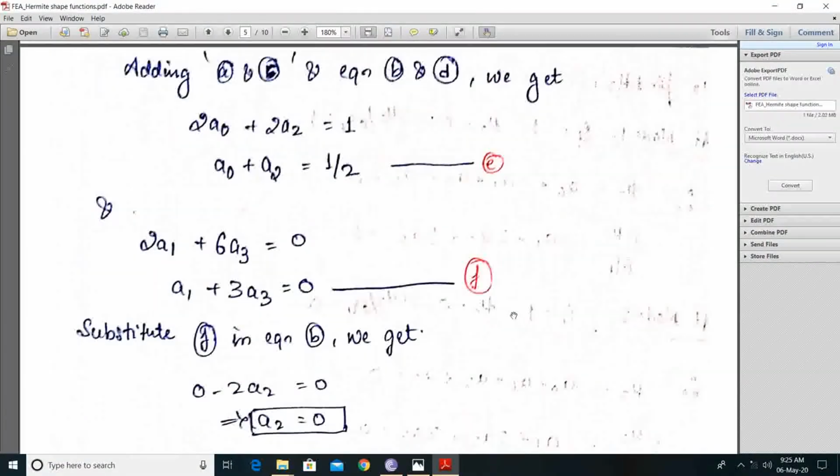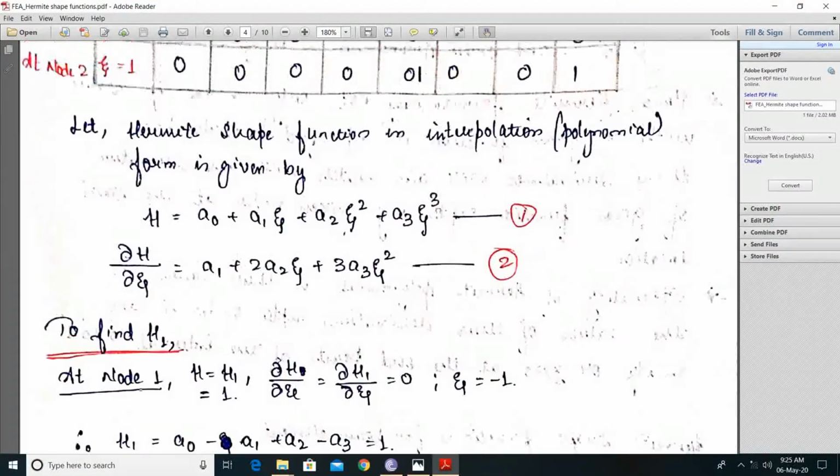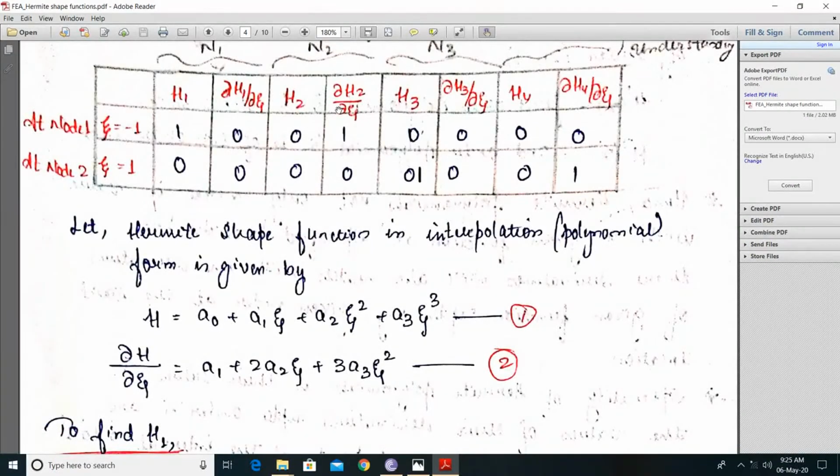In a similar fashion, we will be deriving h2, h3 and h4. Applying this is to derive h2. This will be used to derive h3. This will be used in order to derive h4. Let's see.